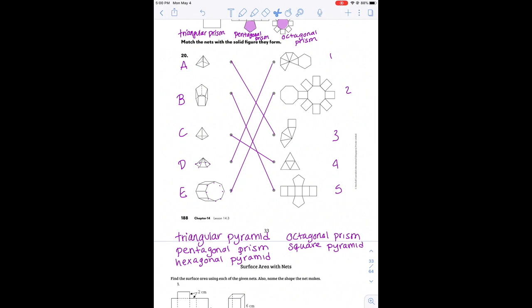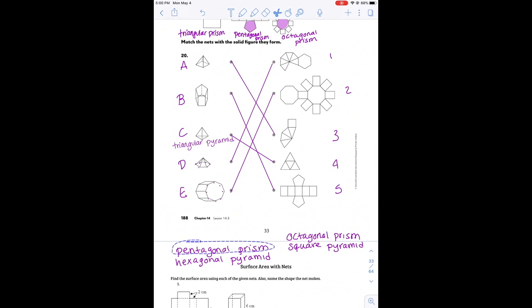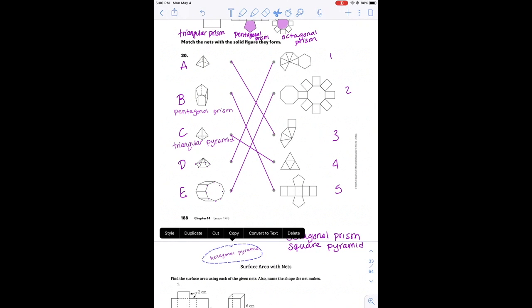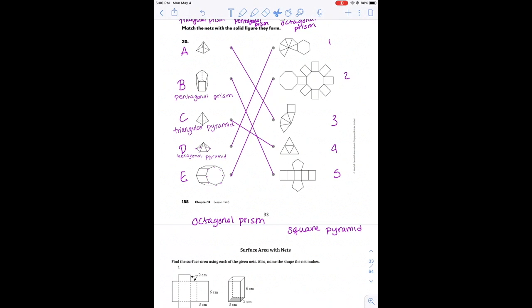Okay, hopefully you're ready to go over these. The triangular pyramid is going to be shape C. The pentagonal prism is going to be B. The hexagonal pyramid is going to be D. The octagonal prism is going to be E. And then the square pyramid is going to be A. And I'll talk about why each of those are.